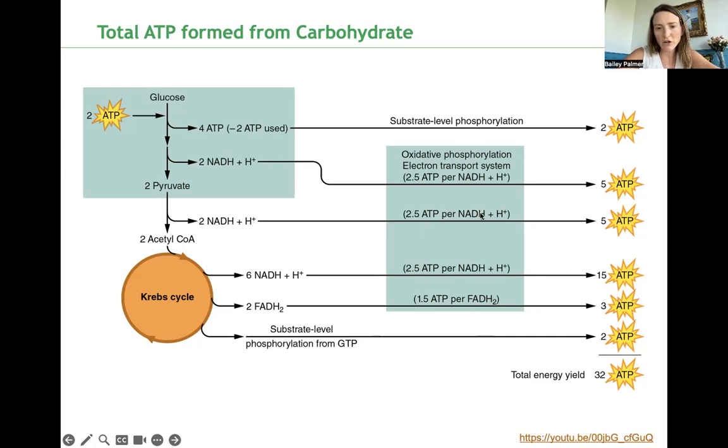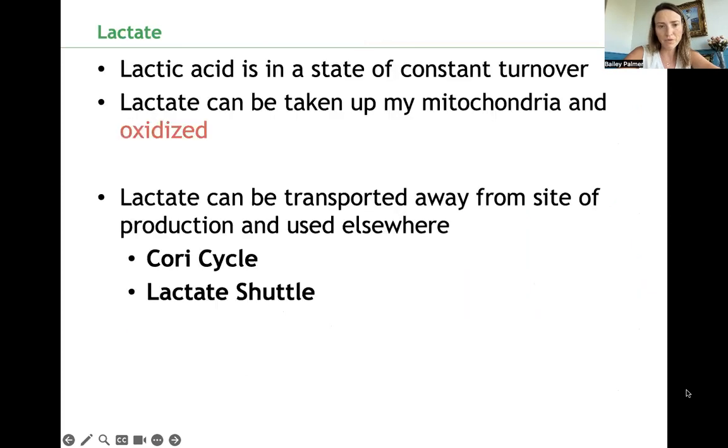The NADH we know is 2.5 ATP, FADH is 1.5. So we get our numbers, calculate over here, a total yield of 32 ATP if we're using glucose to start with. So this number is something we have to know, we have to memorize. 32 ATP are produced from one molecule of glucose through all the steps, 33 if we start with glycogen.